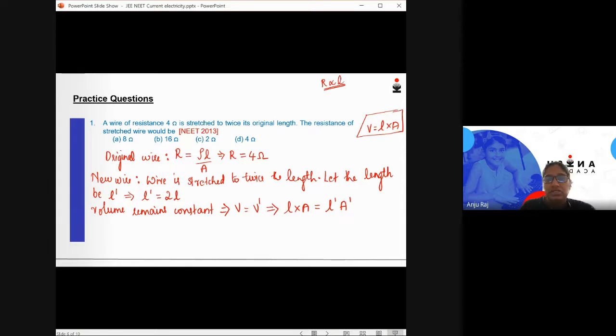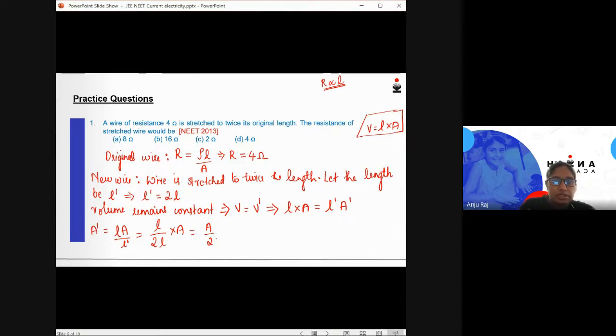From this, rearrange in such a way that you get only A dash. A dash will be equal to L A divided by L dash. So A dash I have kept on one side, and the remaining terms I have rearranged on the other side. Now that will be equal to L divided by, what is L dash in terms of L? It is 2L, since it is stretched in such a way that it becomes twice its original length, into A. L and L will get cancelled, so A by 2. Now you have A dash also.